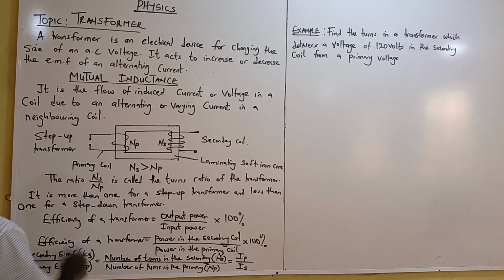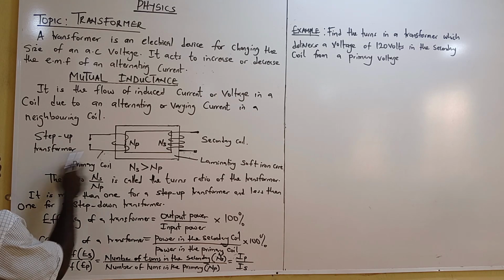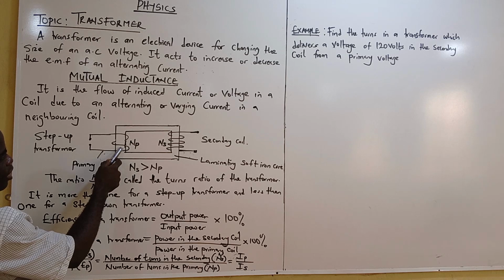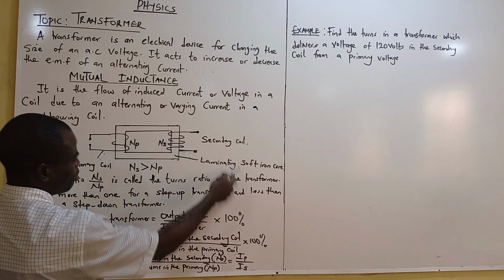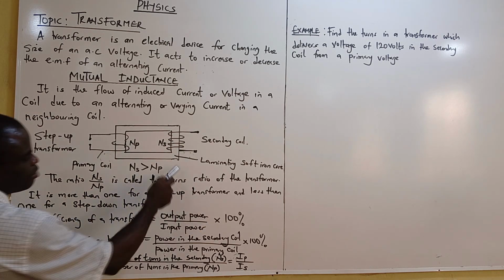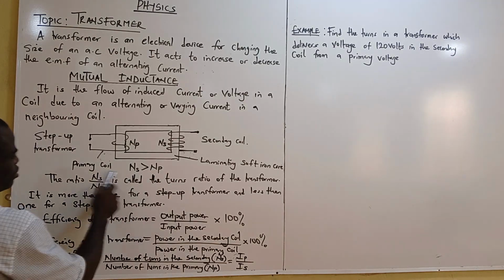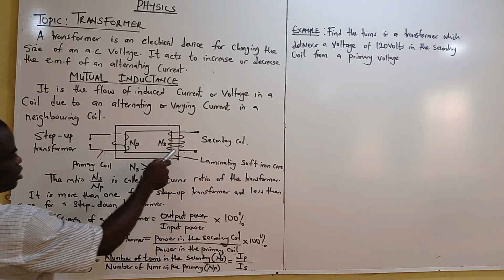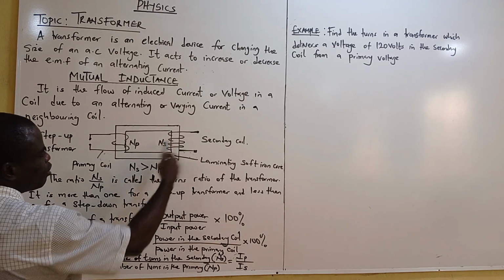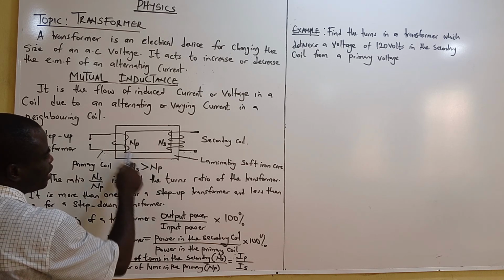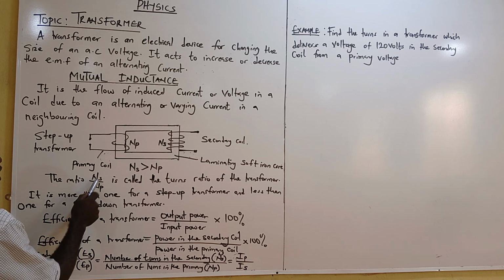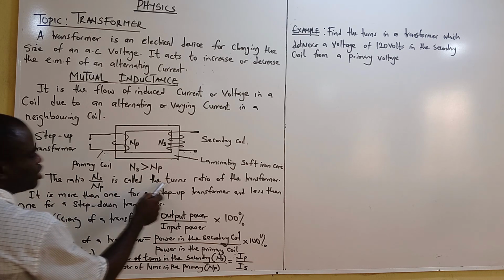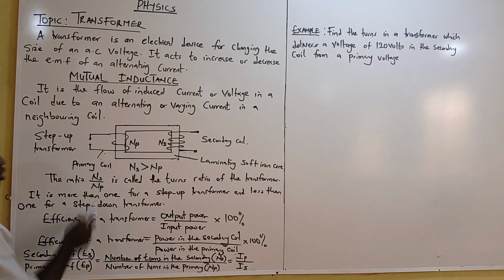Is that okay? Now, step up transformer: you can see that you have fewer turns of coil here in the primary. We have more turns of coil in the secondary. That's a step up transformer. See, laminated soft iron core. NS, the secondary coil, has the number of turns. That's NS is greater than NP. Okay, that's a step up transformer. This is the primary coil. The ratio NS over NP is called the turns ratio of the transformer.